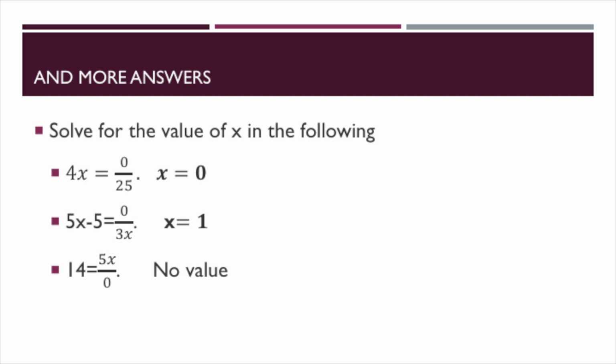Next one, 14 equals 5x over 0. The answer is it's undefined. There is no value we can put in for x where 5x over 0 equals 14.